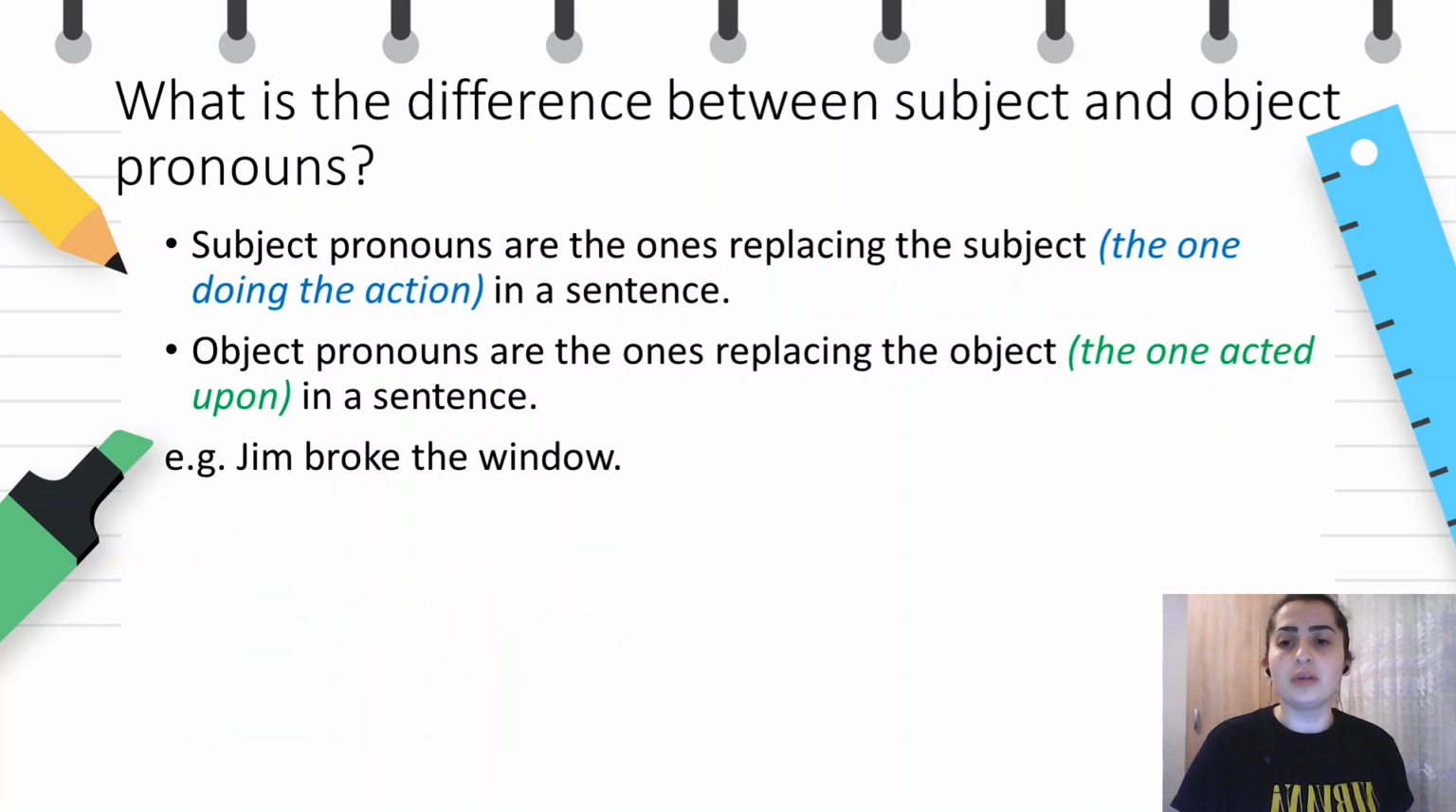Jim broke the window. So let's see this example once more. In this example, we already said the nouns are Jim and the window. But can you find which noun is the subject and which noun is the object?